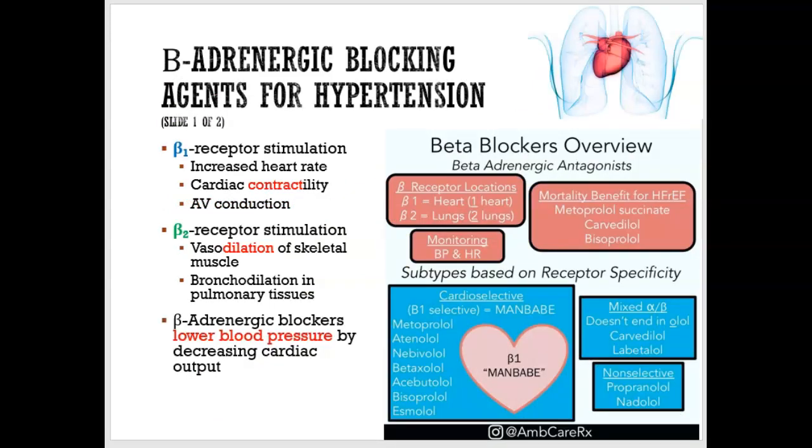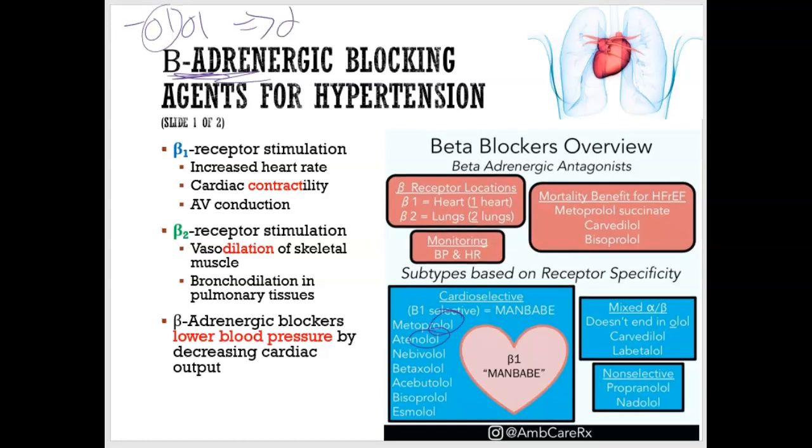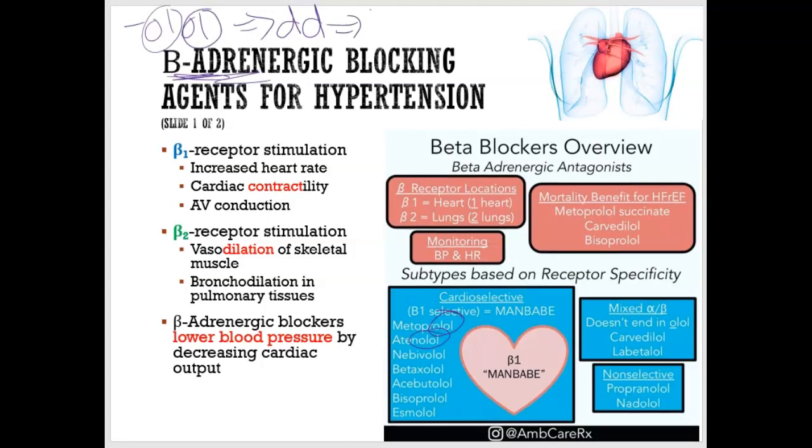Okay, let's look at beta-adrenergic blocking agents. So we talked about this before, where we said that anything that ends in olol is a beta-adrenergic blocker, right? And we said that if it ends in olol and you combine the OL together, you're going to get a D. And if you flip it, you're going to get BB, and BB stands for beta blockers. Okay, so anything that ends in OL is a beta blocker.